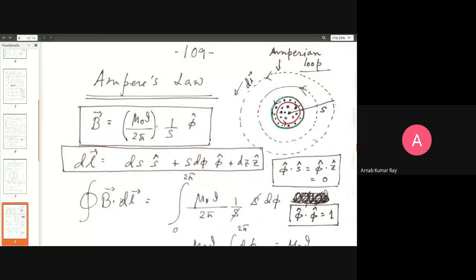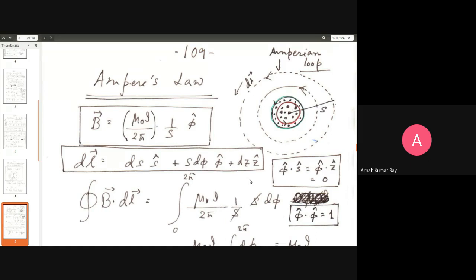Now if you have to integrate the magnetic field all around the loop, you write the closed path integral of B dot dl. Let us see. Mu naught I by 2 pi s, dotted with dl. Now this has phi-cap. So phi-cap dot s-cap will be 0. Similarly, phi-cap dot z-cap will also be 0. You don't have to worry about what else is there. The only thing that survives is phi-cap dot phi-cap. When you take the dot product of B and dl, only the second term makes a contribution. The other two terms give zero.